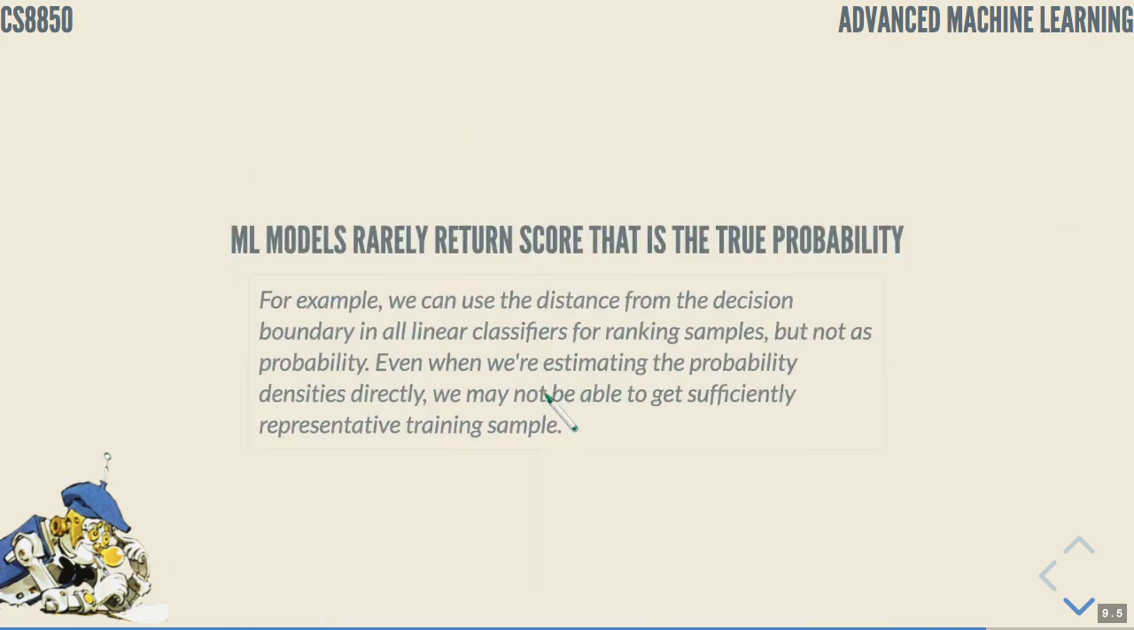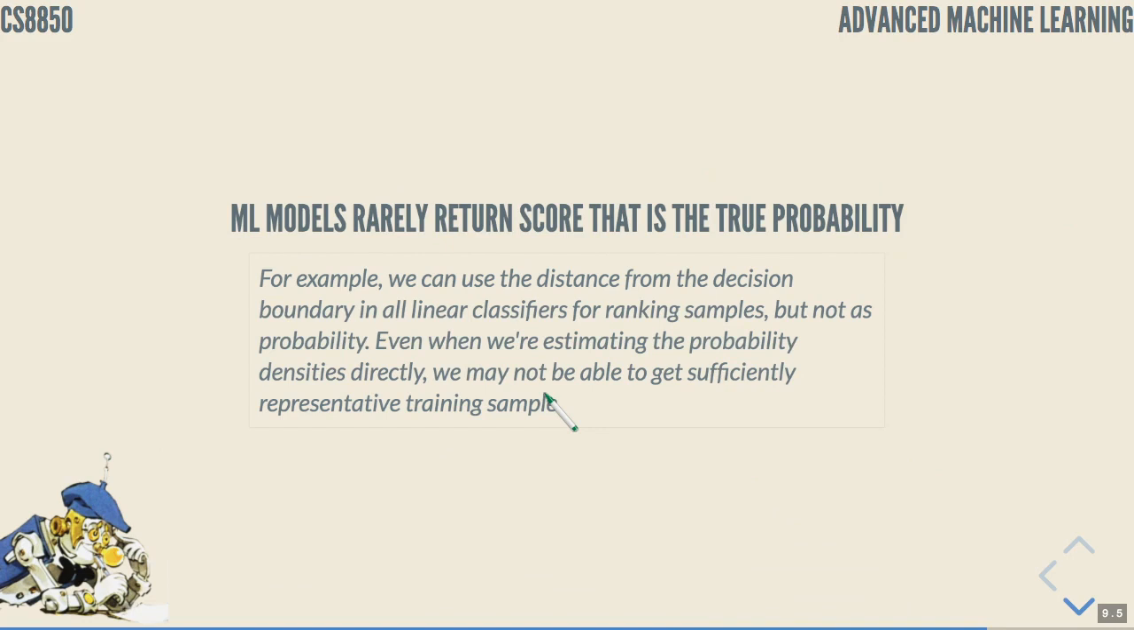But not all of the models are actually probabilistic. For example, with the support vector machine, remember, we had the decision boundary, we had our supports, and we could rank our samples, maybe with our soft margin, by the distance from the decision boundary.